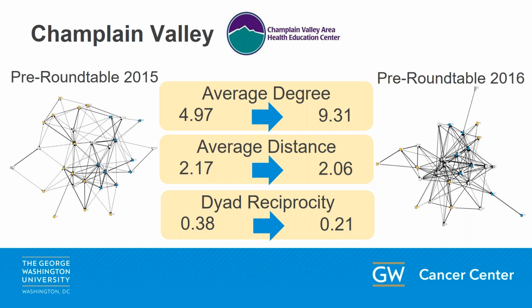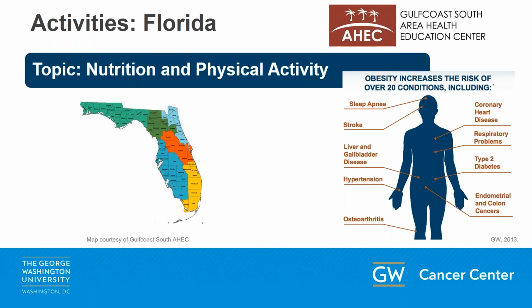And then reciprocal communication also increased, which might inform future program improvement for Champlain Valley, which is that there needs to be increased engagement and back and forth discussion between participants. I'm sorry, reciprocity decreased. So it went from 0.38 to 0.21, which means that although people are making connections, they may not necessarily be starting to reciprocate the communication back and forth. A lot of the connection might be just one way right now.